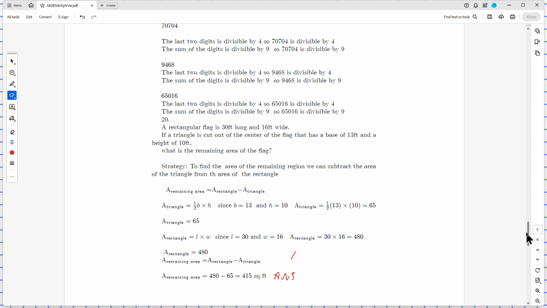A rectangular flag is 30 feet long and 16 feet wide. If a triangle is cut out of the center of it and has a base of 13 feet and a height of 10 feet, what is the remaining area of the flag? We need a strategy here. To find the remaining area of the region, we can subtract the area of the triangle.